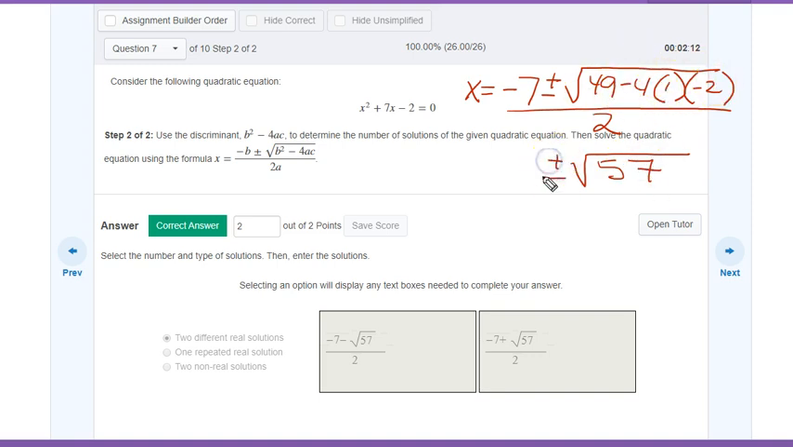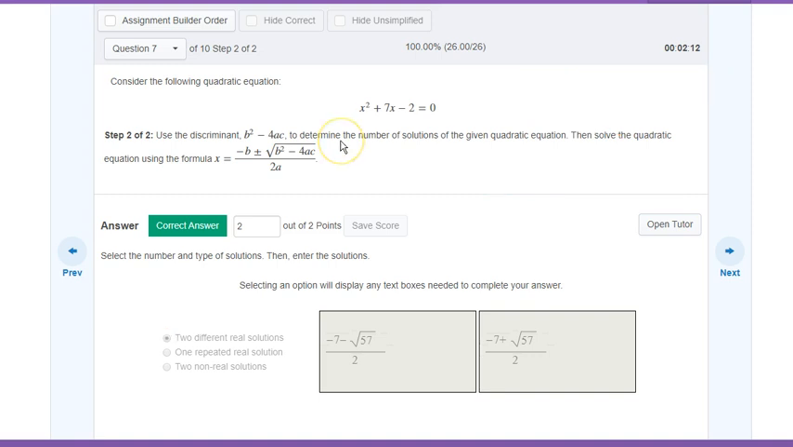It's going to be plus or minus negative 7, and then that's all over 2. So pretty straightforward. And they wanted you to write that, again, clicking the bubble here, 2 different real solutions, and then writing them separately. So again, you have to follow what they're asking. And I told you about blue sheets and partial credit already.